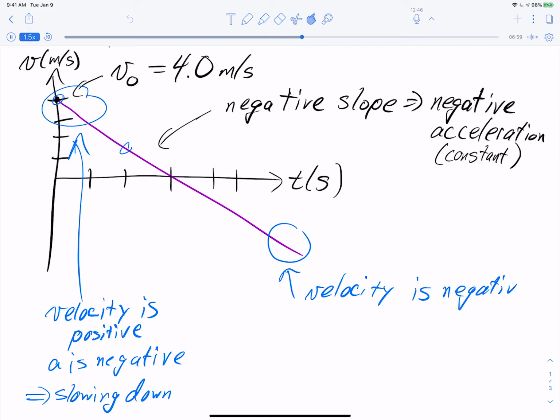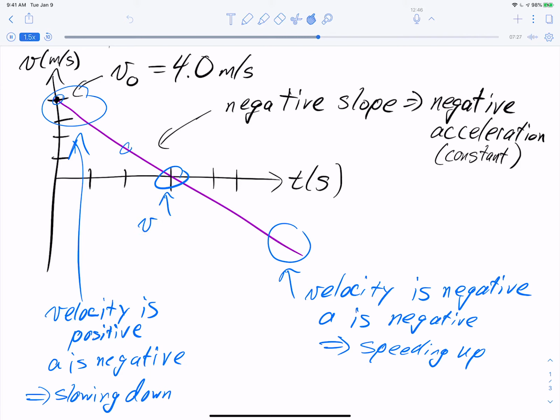Right, and then over in this region of the graph, the velocity is negative, but the acceleration is still negative. So that means speeding up. Right, so the acceleration didn't change at all. We had a negative acceleration at the beginning, a negative acceleration at the end. We went from slowing down to speeding up. And that's because in between we had a velocity of 0.